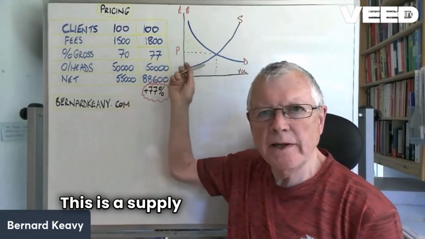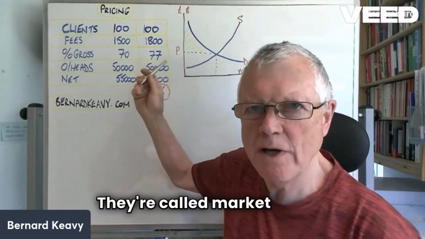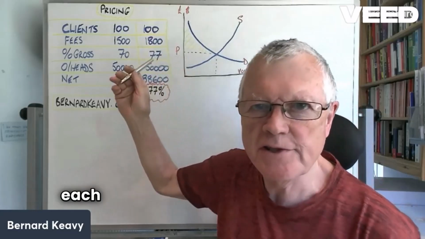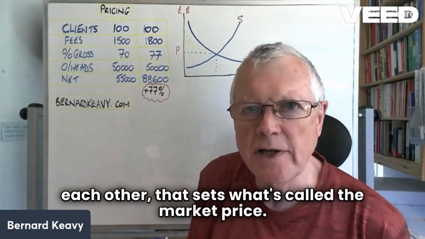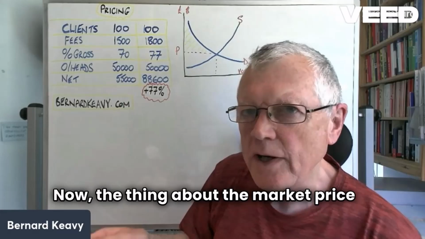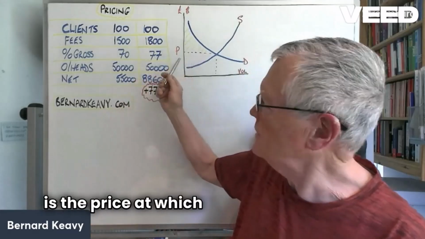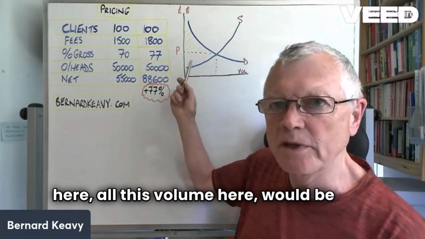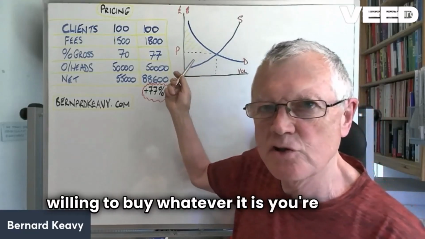This is a supply and demand diagram. They're called market forces. And where the supply line and the demand line cross each other, that sets what's called the market price. Now, the thing about the market price is that it is the price at which all these people along here, all this volume here, would be able and willing to buy whatever it is you're selling.